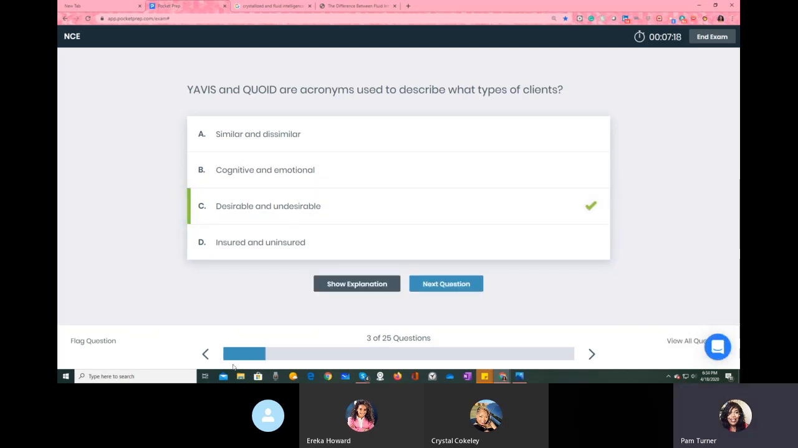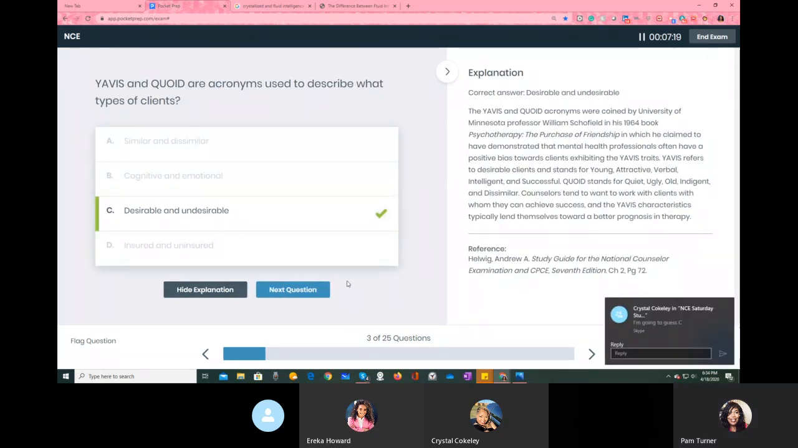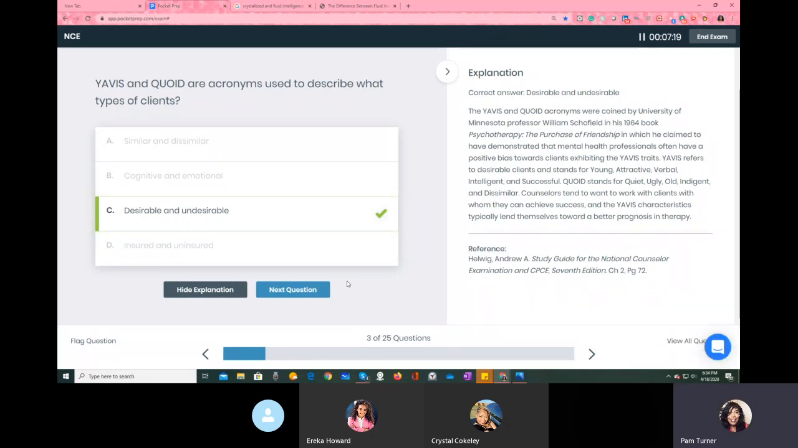Those are the clients that no one in the office wants to see. Yep, you're right. Those are the ones that people don't want to see. Again, unethical with those terms. So YAVIS, the desired client, stands for young, attractive, verbal, intelligent, and successful. And QUOID is the quiet, ugly, old, indigent, and dissimilar.